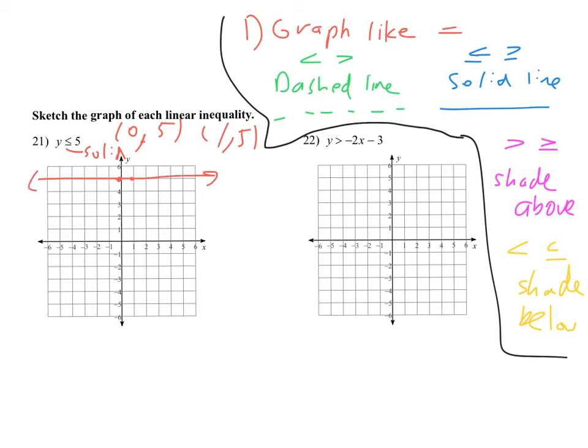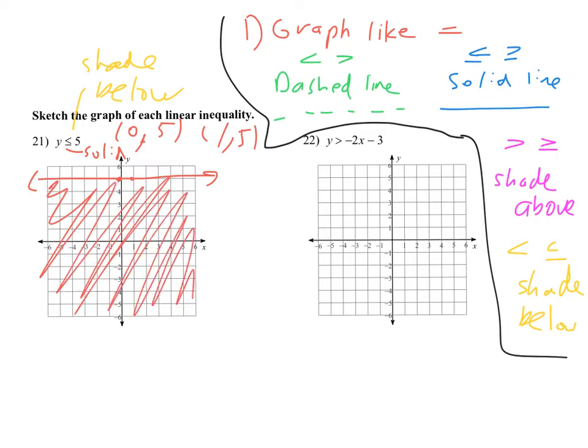And then we need to, because it is less than, that means we're going to shade below. And so I need to shade that in underneath. It'll be down here. So I'm just going to color that in. Okay, so now let's go ahead and try 22.